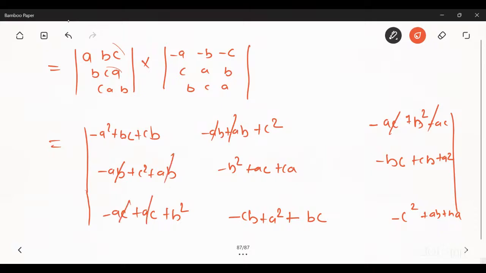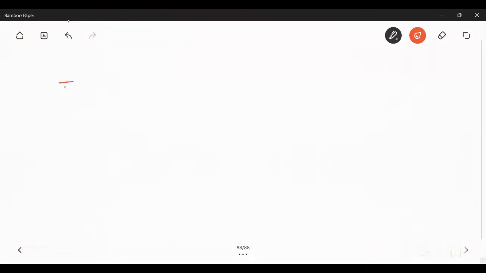and minus BC will cancel, minus BC will be cancelled, and, sorry, plus AB is not cancelling. So in the first we will get 2BC minus A square.